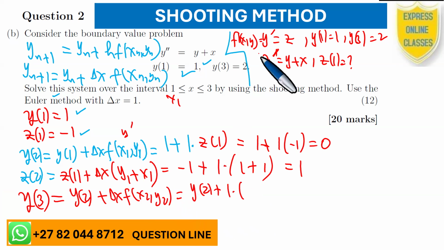And when we have the f, what is the f? F is Z. The Y prime is Z, but it's going to be Z2. What is Y2? Y2 is 0. What is Z2? The 1, giving us a 1. Good. This is all right, but Y3 must be 2. So the second guess of minus 1 did not help us, because now we are still misfiring. Instead of hitting 2, we're hitting 1.